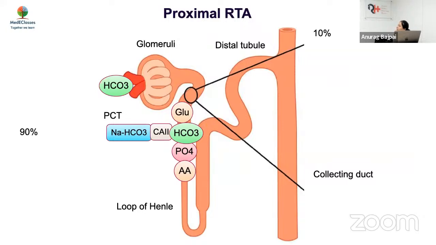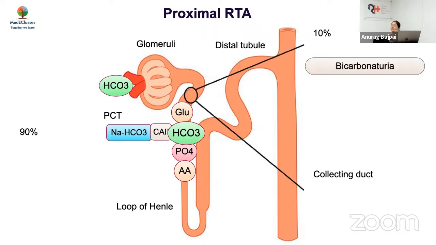Moving on to proximal RTA. Now, the primary pathology in proximal RTA, as we all know, is bicarbonaturia. This could either be an isolated problem wherein the sodium bicarbonate channel is affected, or a diffuse proximal tubular injury, which will result in glucosuria, phosphaturia, and aminoaciduria along with your bicarbonaturia.